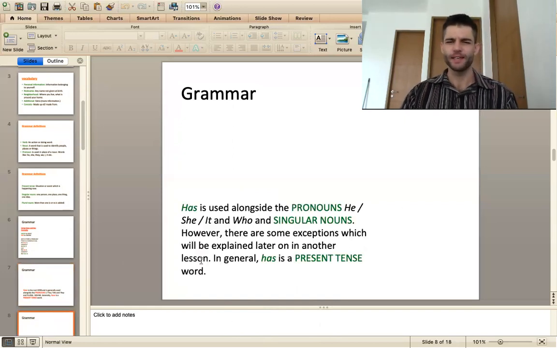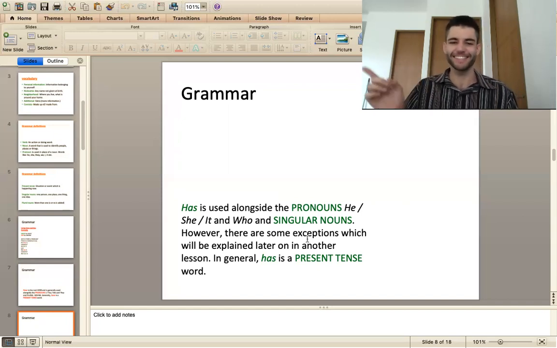Let's see. Now we have the word has. H-A-S, has. And this is used with pronouns he, she, it, and who. So again, he, she, it, who. And singular nouns. So remember, singular nouns means only one, not more than one. So there would be no S. Okay, so has goes with singular nouns.